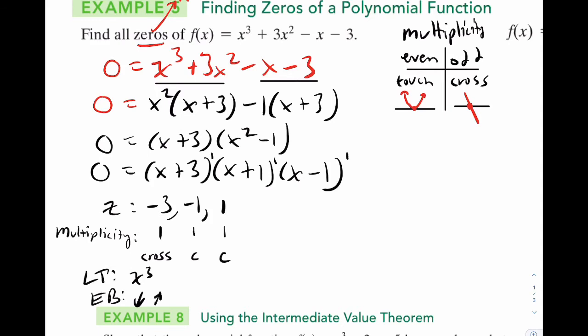Now, one more thing that's helpful is to have the y-intercept. That will help us graph. And I can see that's right here. That's -3, so that's not too bad. Now let's graph it.